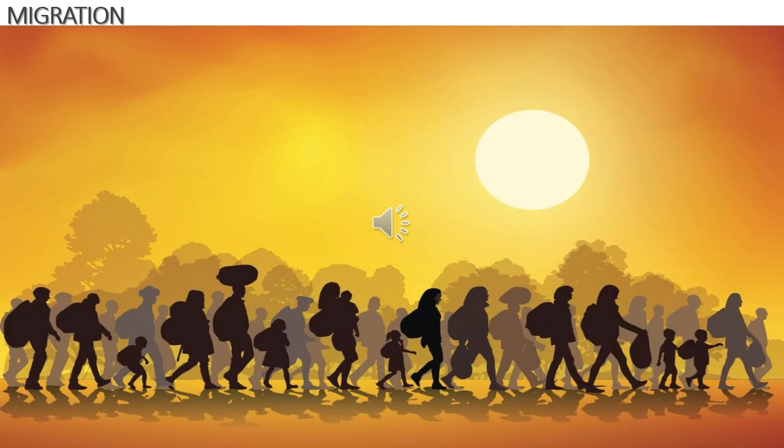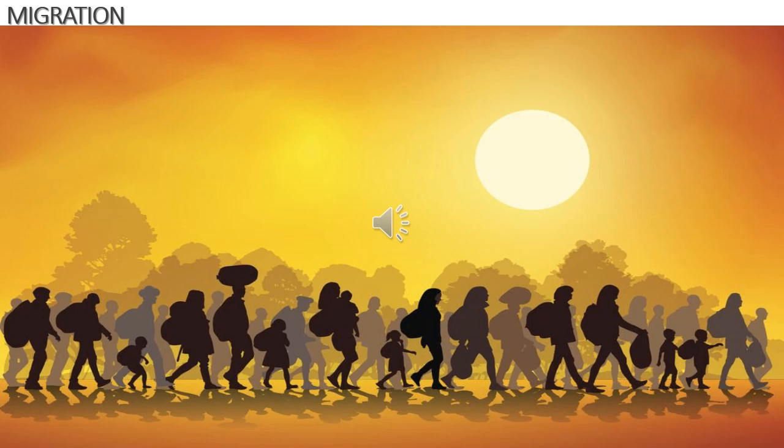Migration has been defined differently by different experts. Normally, migration means a permanent or semi-permanent change of residence of an individual or a group of people over a particular distance. That is, a change of living place of an individual or a group of people over a particular distance.